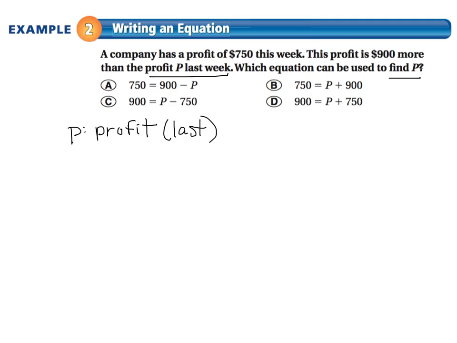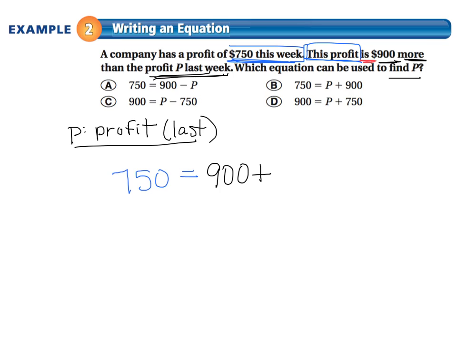I go into my sentence, and it says this profit. Well, this profit is talking about this week. What is the profit this week? It's $750. And then is. Is always stands for equal. Then it says 900, so I write 900. More than means add the profit last week.